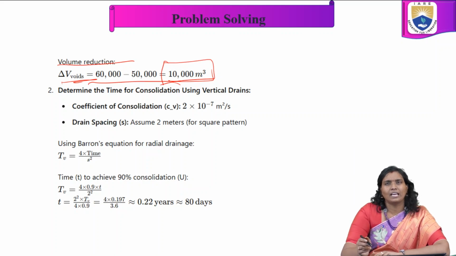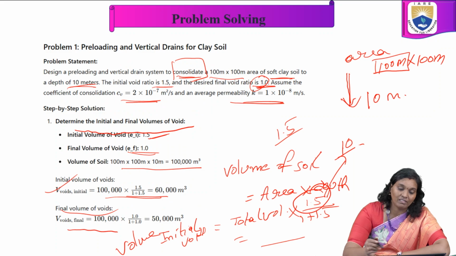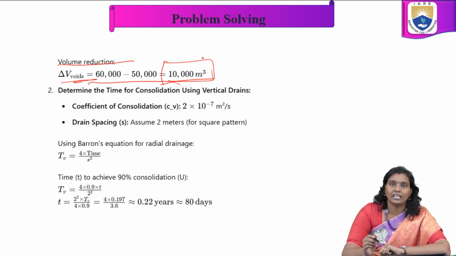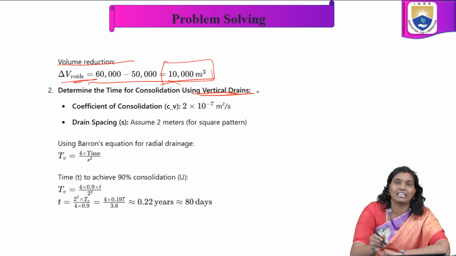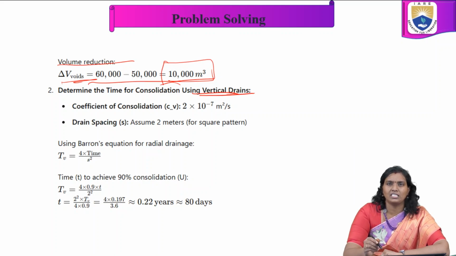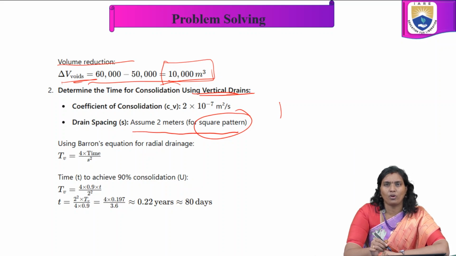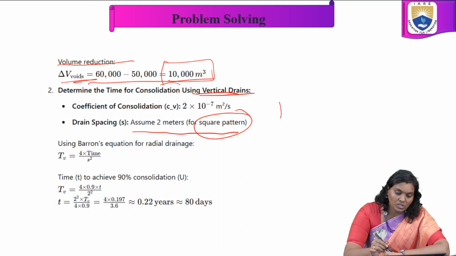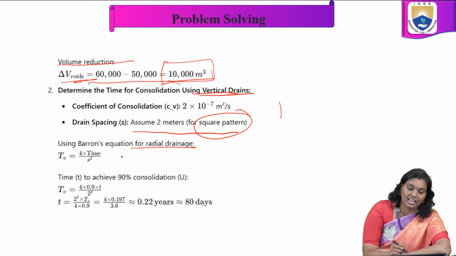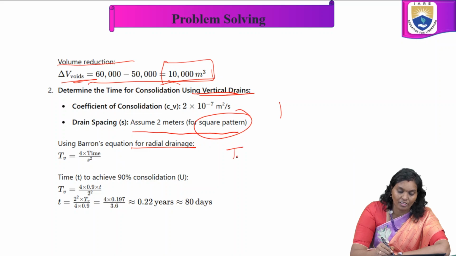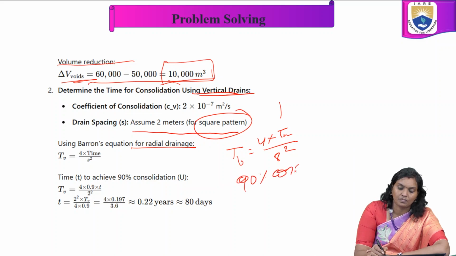The next step: here we are using vertical drains, so determine the time for consolidation using these vertical drains. The coefficient of consolidation and drain spacing are the important parameters. We choose the square pattern for this process, and the coefficient of consolidation is 2 into 10 to the power of 7 meter square per second. Using Barron's equation for radial drainage, the time to achieve 90% consolidation is computed.